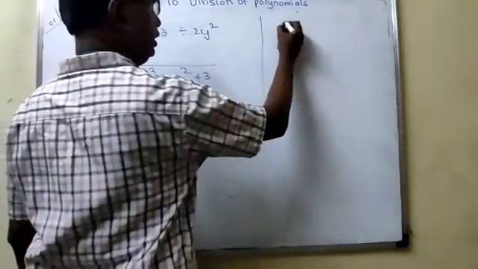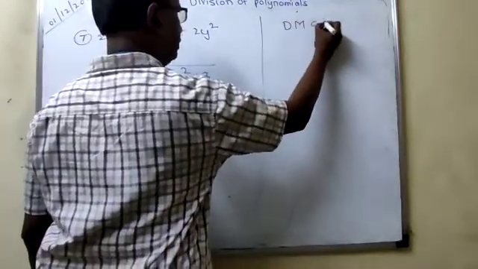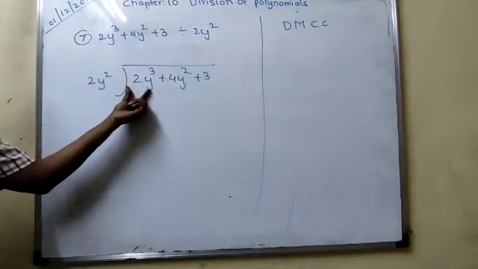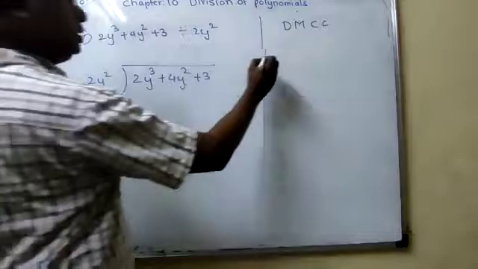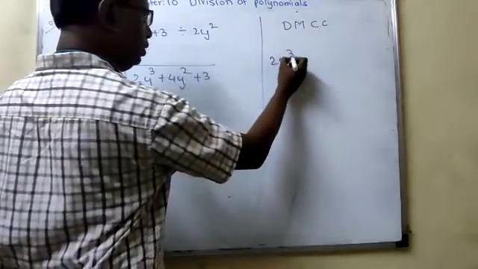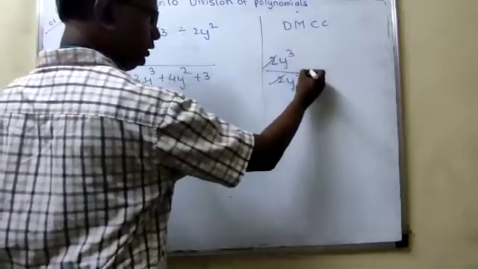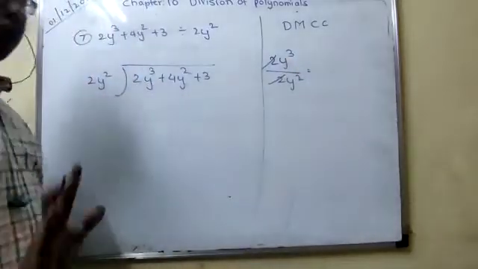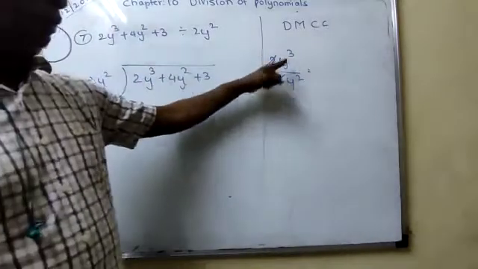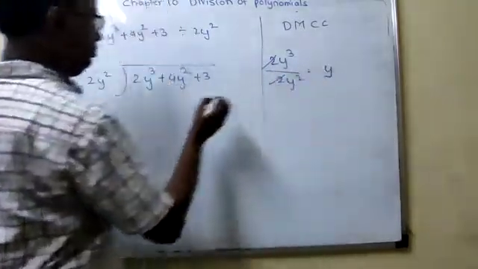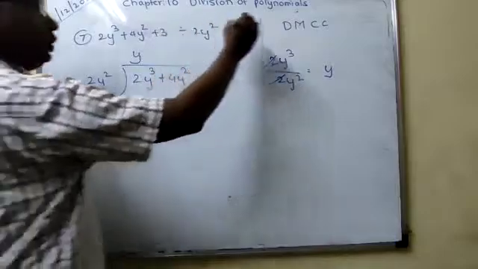Once again use the rule. Which rule? D, M, C, C. So first divide the first term of the dividend by the divisor. That is 2y cube divided by 2y square. The 2 gets cancelled, nothing is remaining, you can write 1 also. Now divide y cube by y square: 3 minus 2 is 1. So the answer is y. Division is done.